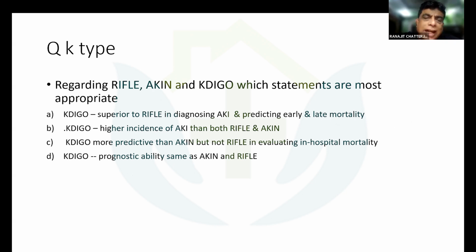Similarly, you can get a combination of questions between RIFLE, AKIN, and KDIGO. They can compare each other and say KDIGO is superior to RIFLE in diagnosing AKI and predicting early and late mortality. KDIGO has a higher incidence of AKI than RIFLE and AKIN. KDIGO is more predictive than AKIN, but not RIFLE, in evaluating in-hospital mortality. KDIGO has a prognostic ability same as AKIN and RIFLE. So you'll get a question maybe in EDIC Part 1 like this. See, the first two are true, but the next two are false. We'll come to that.